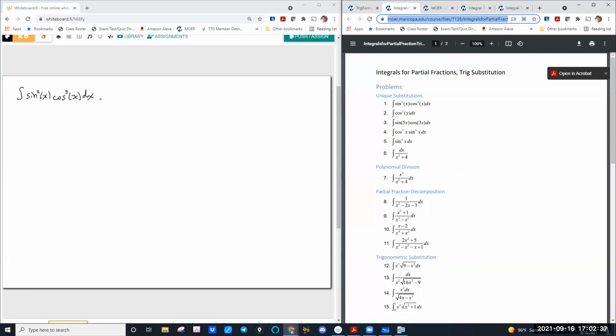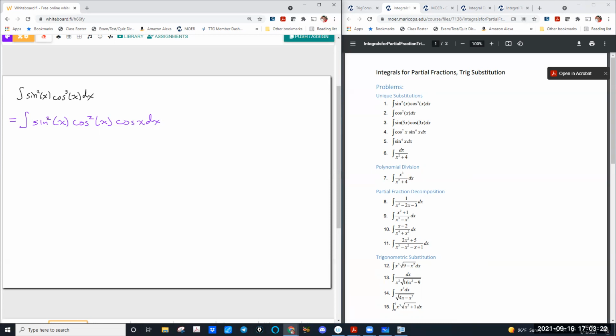So I've got the first example up here. Whenever you get a combination of sine to a power and cosine to a power, this can be done with u substitution. Notice I have an even number of sines and an odd number of cosines. So I'm going to rewrite this as sine squared of x, cosine squared of x, cosine x dx. There was that extra cosine x, so I decided to split it off.